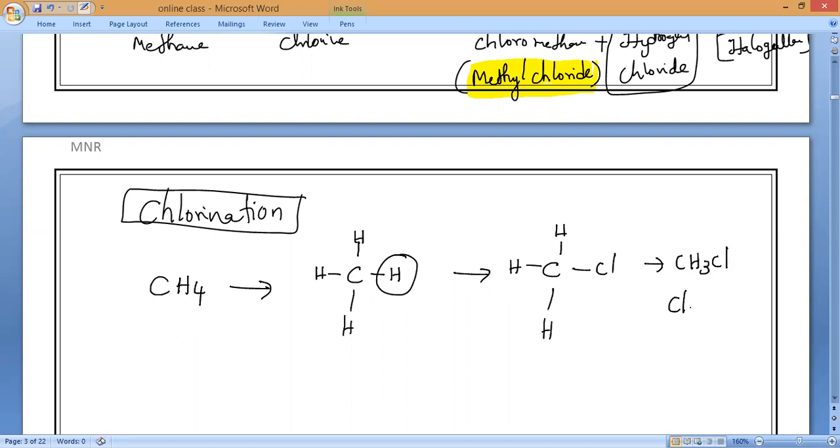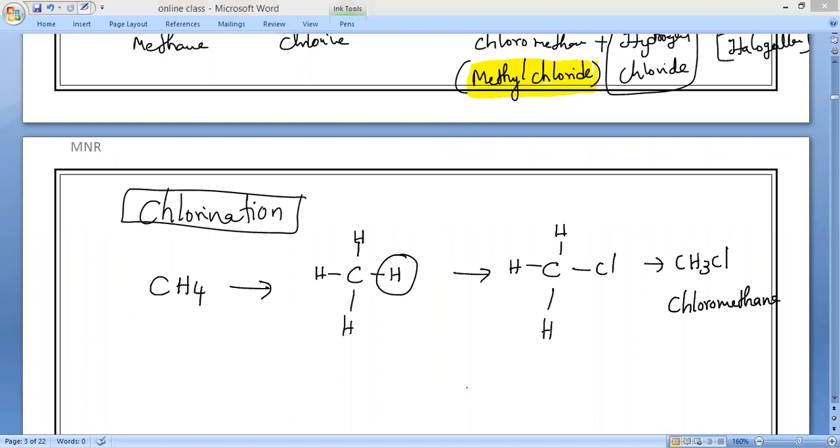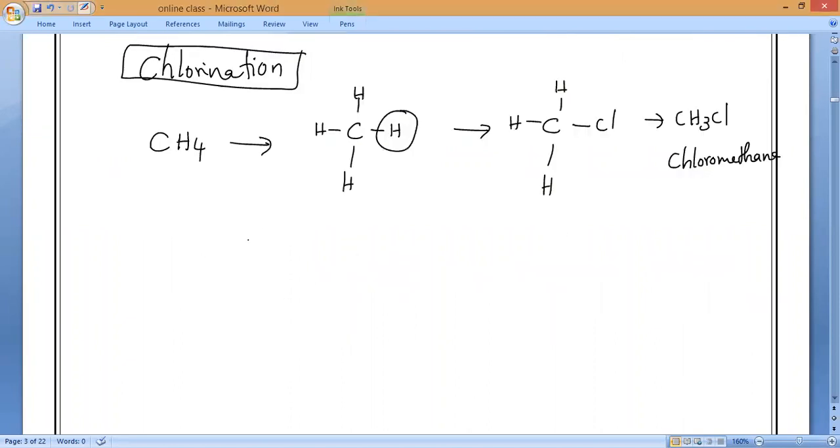This is called what, guys? Chloromethane or methyl chloride. Okay. Now, observe very carefully. Mr. Rahul, concentrate on this, later I will say. Now replace 2 hydrogens. What is that called? Anybody can tell?